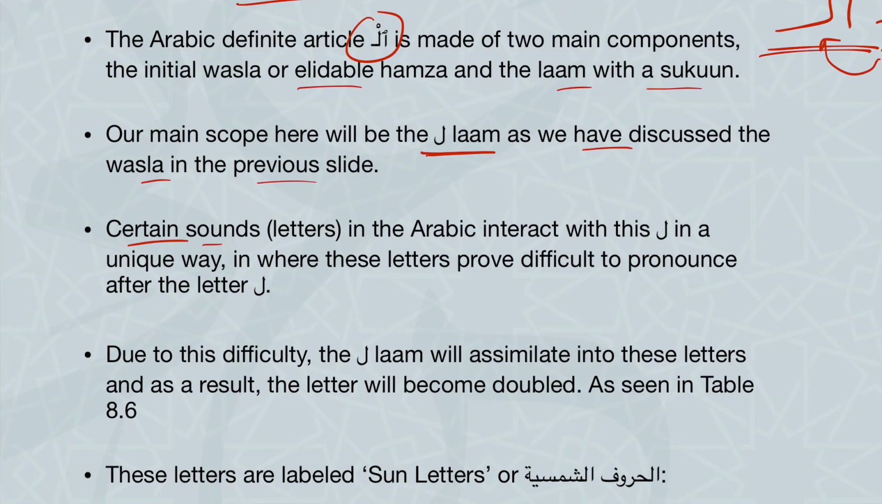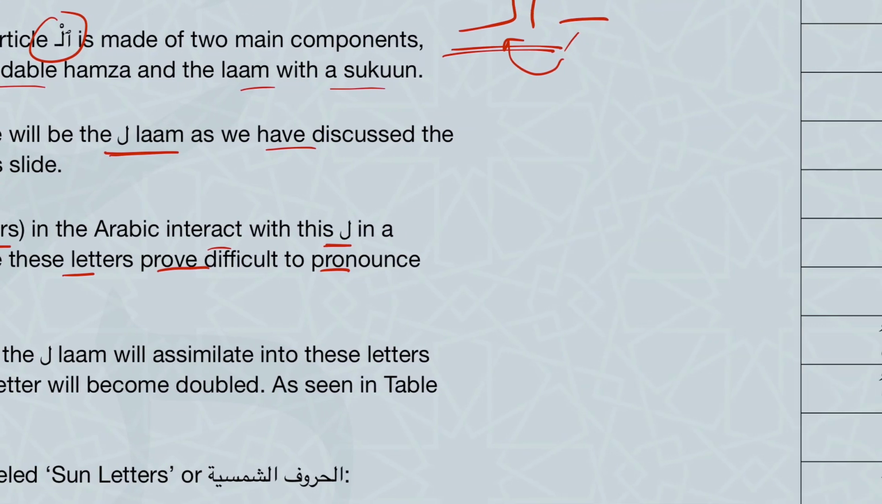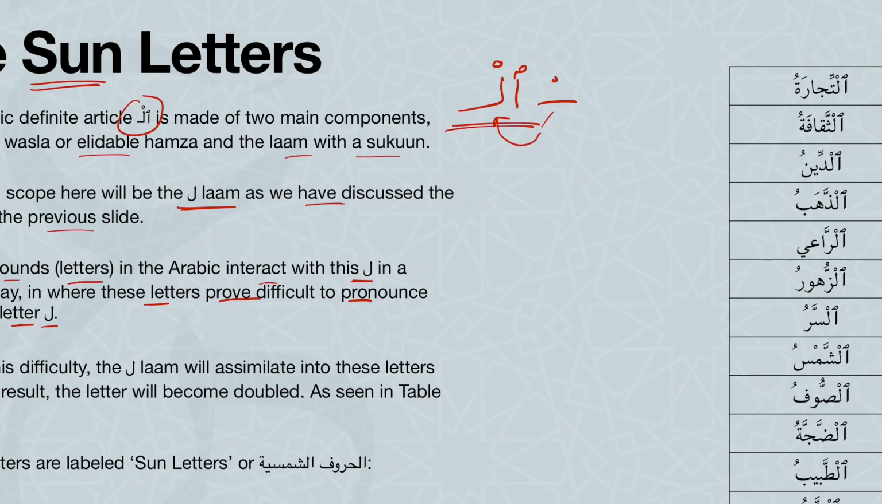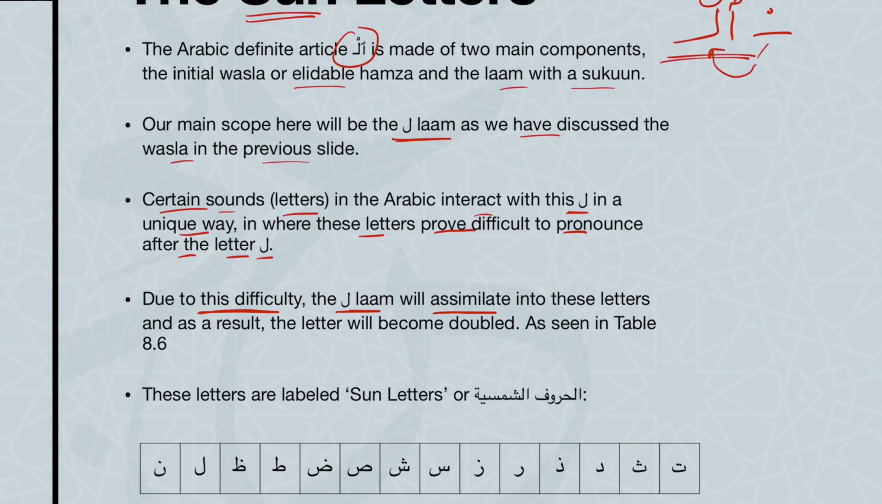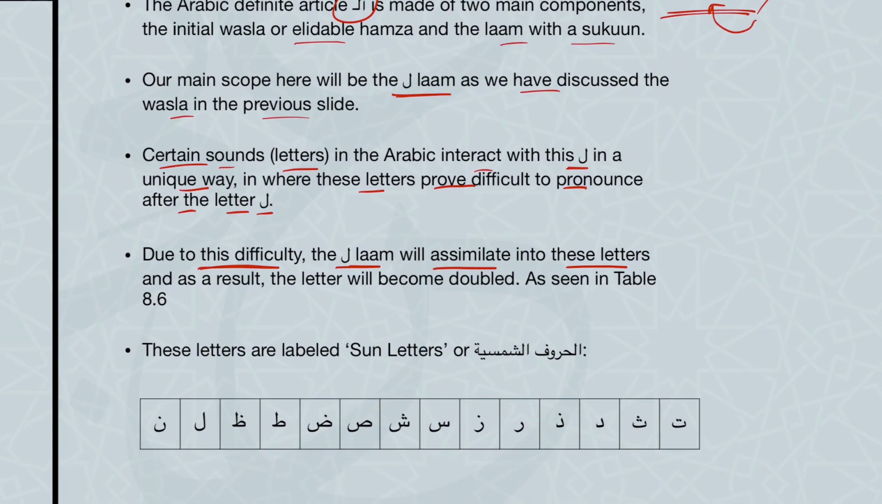Now, certain sounds or letters in Arabic interact with this lam in a unique way, where these letters prove difficult to pronounce after the letter lam. Ancient Arabs, when they were trying out speaking for the first time, realized there are some letters that are very hard to produce after a lam that has sukun. They said, oh, this is heavy on the tongue. So due to this difficulty, the lam will assimilate into these letters, as these letters absorb the lam into them. We will see how when we read the examples. For now, this is only specific to al-ta'rif. This occurrence can happen somewhere else, but it's way too advanced for now.